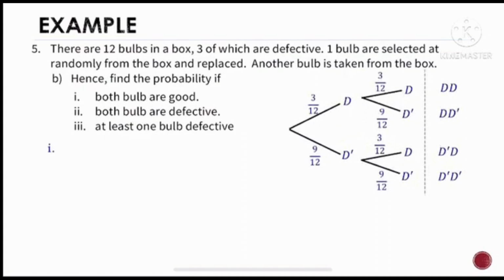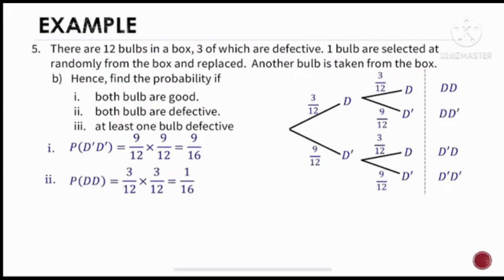For question 1 Roman, we want to find the probability that both bulbs are good. That means probability D'D', which equals 9 over 12 multiplied by 9 over 12 and the answer is 9 over 16. For question 2 Roman, we want to find the probability that both bulbs are defective. That means probability DD, which equals 3 over 12 multiplied by 3 over 12 and the answer is 1 over 16. For question 3 Roman, we want to find the probability that at least 1 bulb is defective.